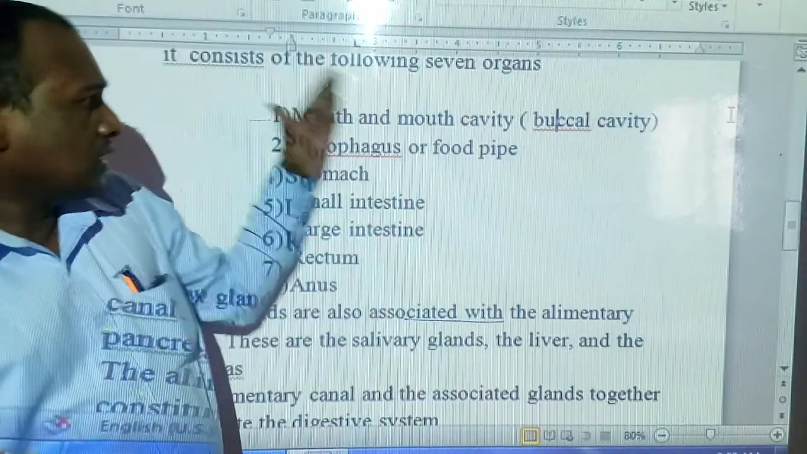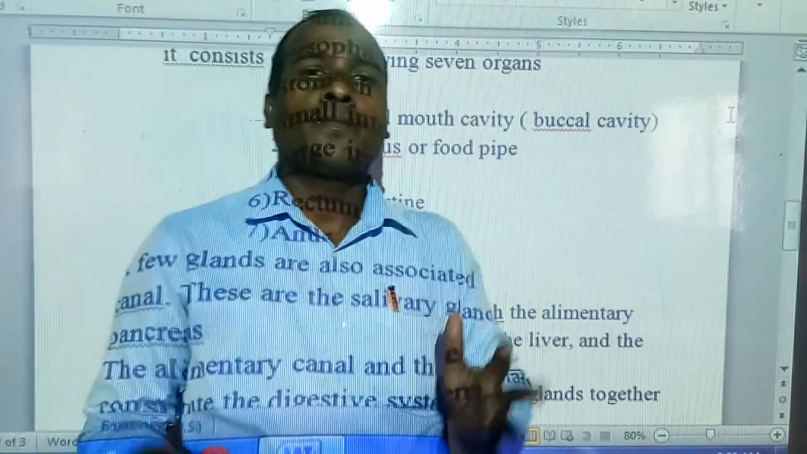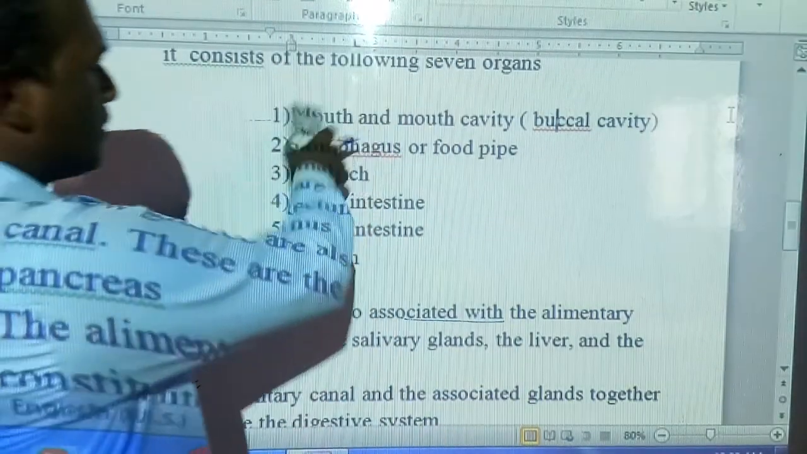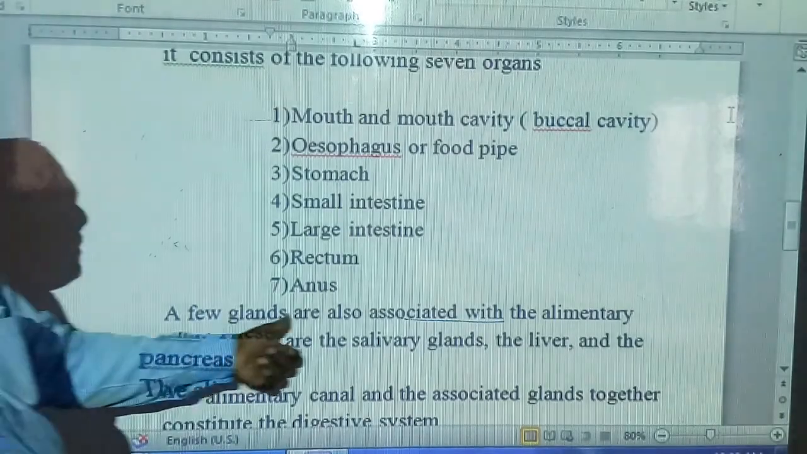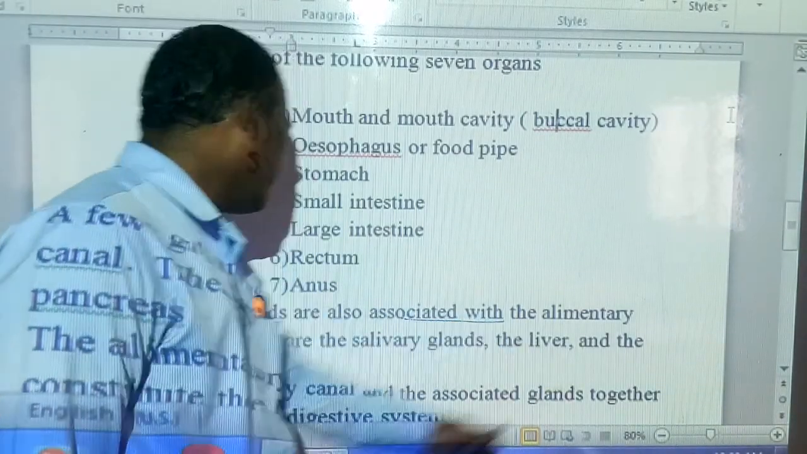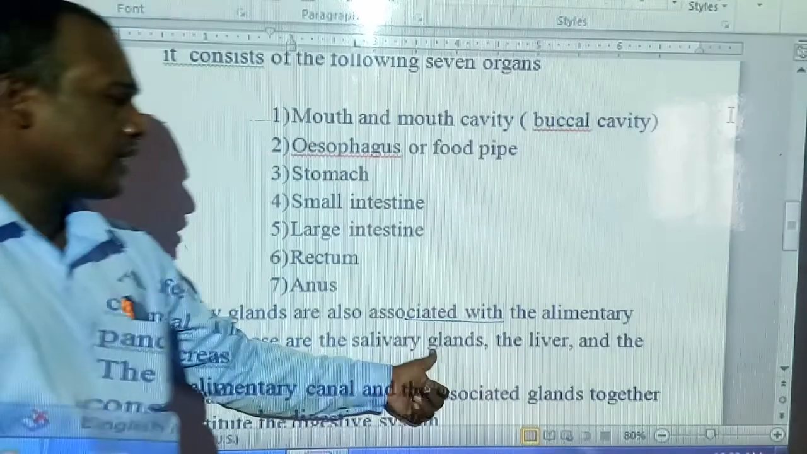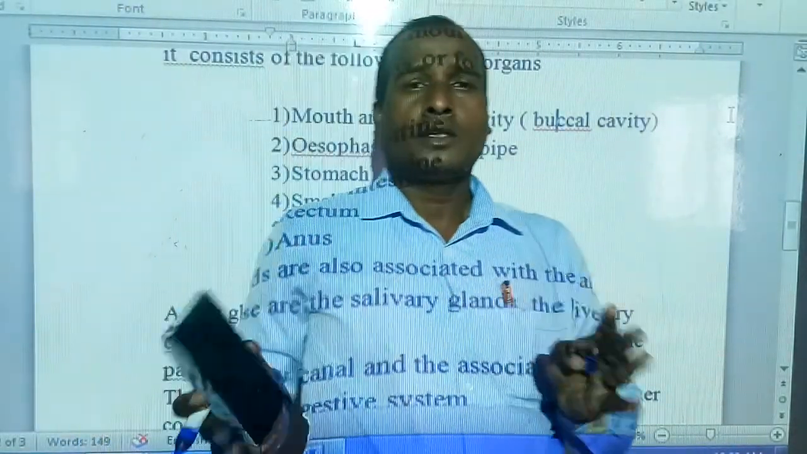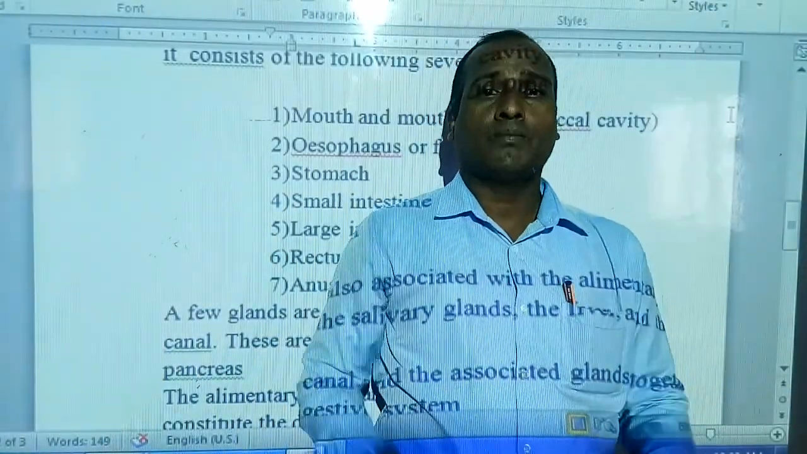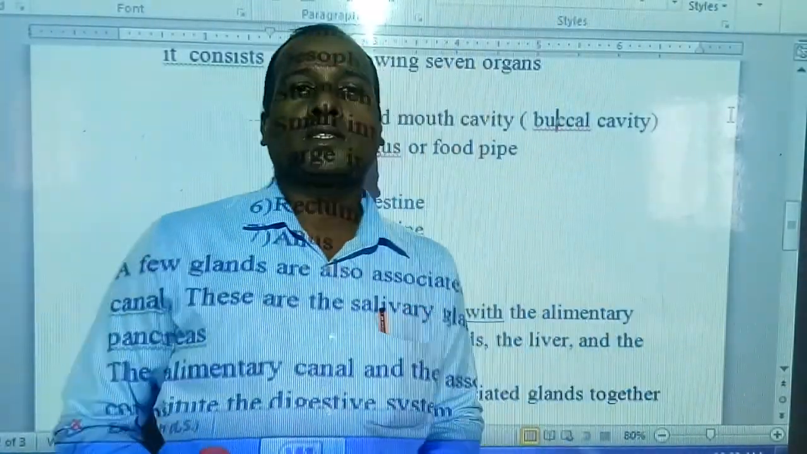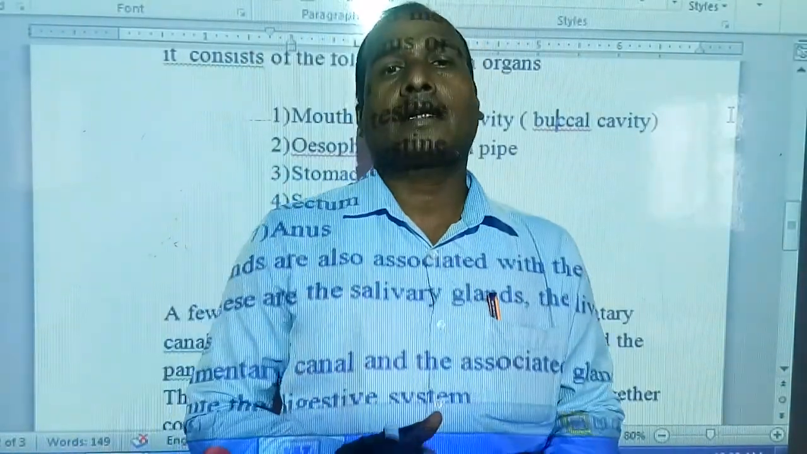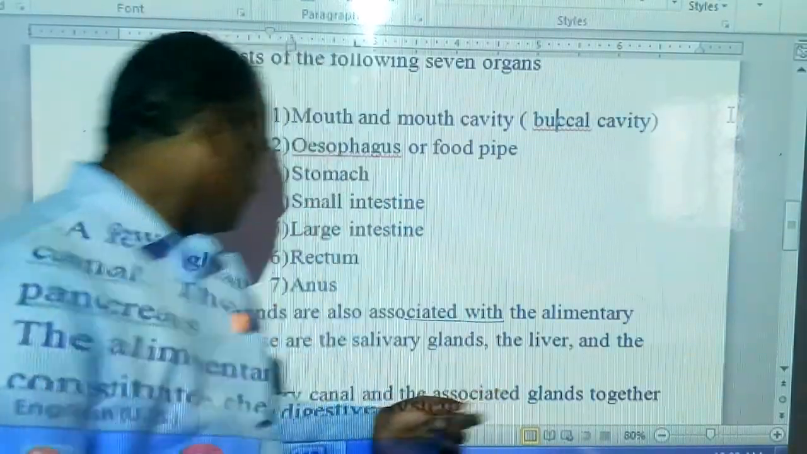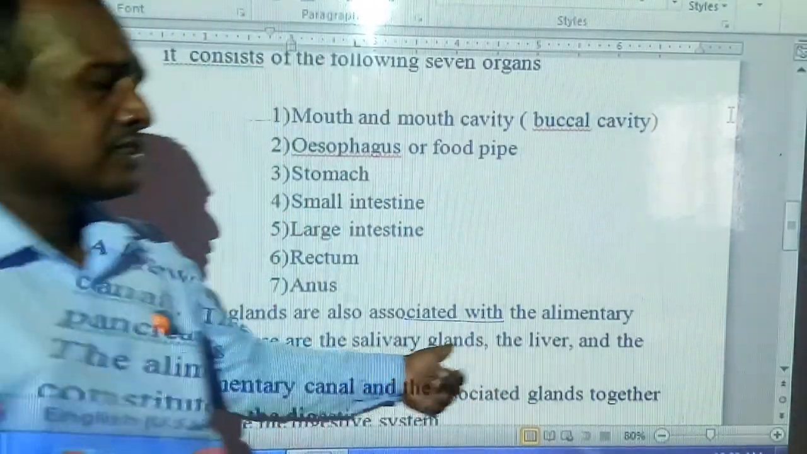Okay students, so these 7 organs make up the alimentary canal. I will show the pictures of all these things. First of all, a few glands are also associated with the alimentary canal. These are the salivary glands, liver and pancreas. Along with these 7 organs, some glands are also attached: the liver, the pancreas and the salivary glands.